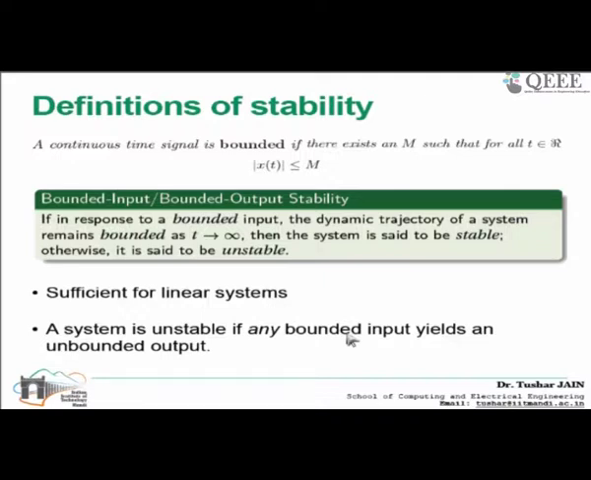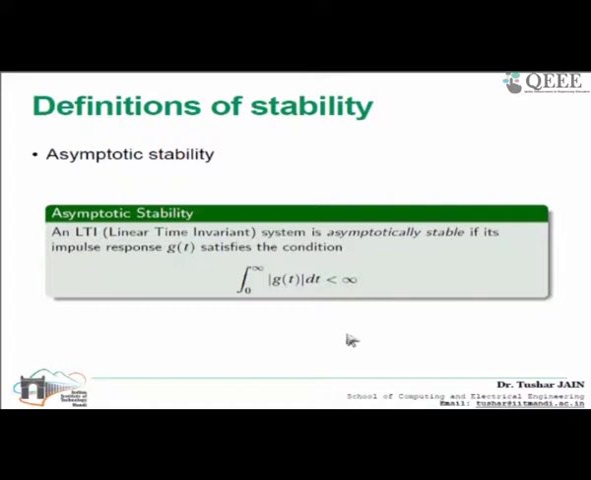Now it says a system is unstable if any bounded input yields unbounded output. It just speaks about the boundedness on the input and output. Asymptotic stability for the linear systems, which you can also visualize from the second definition when we define it in the sense of Lyapunov. What it says, an LTI, a linear time invariant system. We have a system.